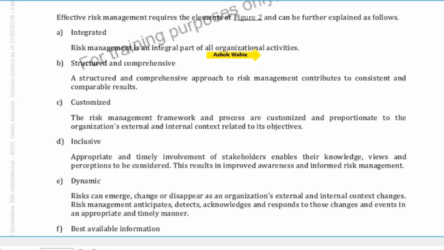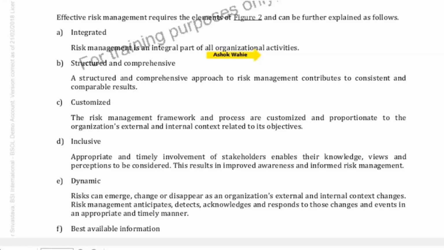You cannot say that I will apply it for activity 1 and I will not apply it to activity number 2, because risk is inherent to all activities. Therefore, risk management should be integrated or should be an integral part of all the organization activities. Is this principle clear to everybody? Next principle is structured and comprehensive. So effective risk management should follow a structured and comprehensive approach. What does it mean?